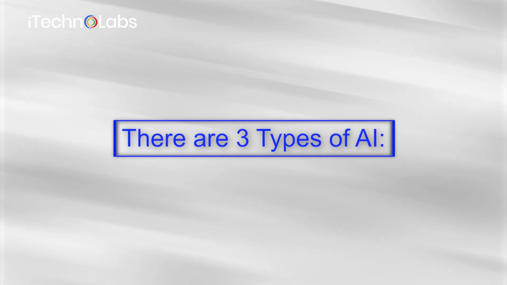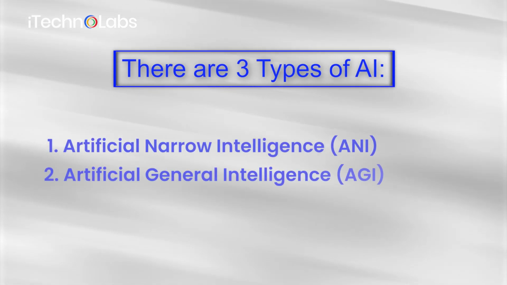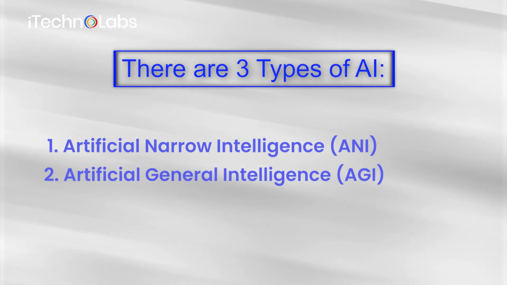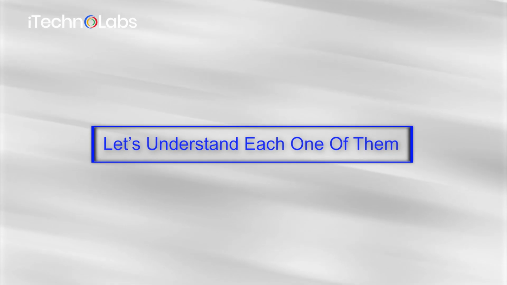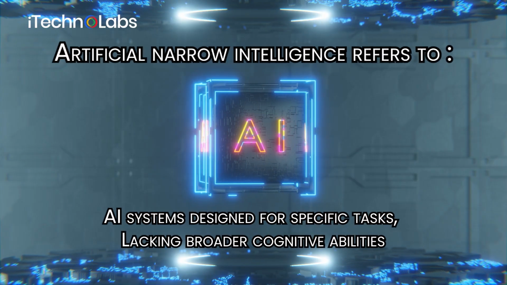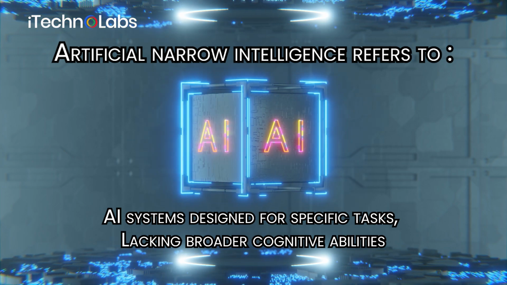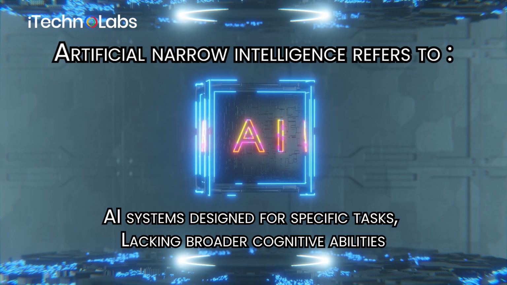Well, there are 3 types of AI. 1. Artificial narrow intelligence. 2. Artificial general intelligence. 3. Artificial superintelligence. Let's understand each one of them. 1. Artificial narrow intelligence. Artificial narrow intelligence refers to AI systems designed for specific tasks, lacking broader cognitive abilities.